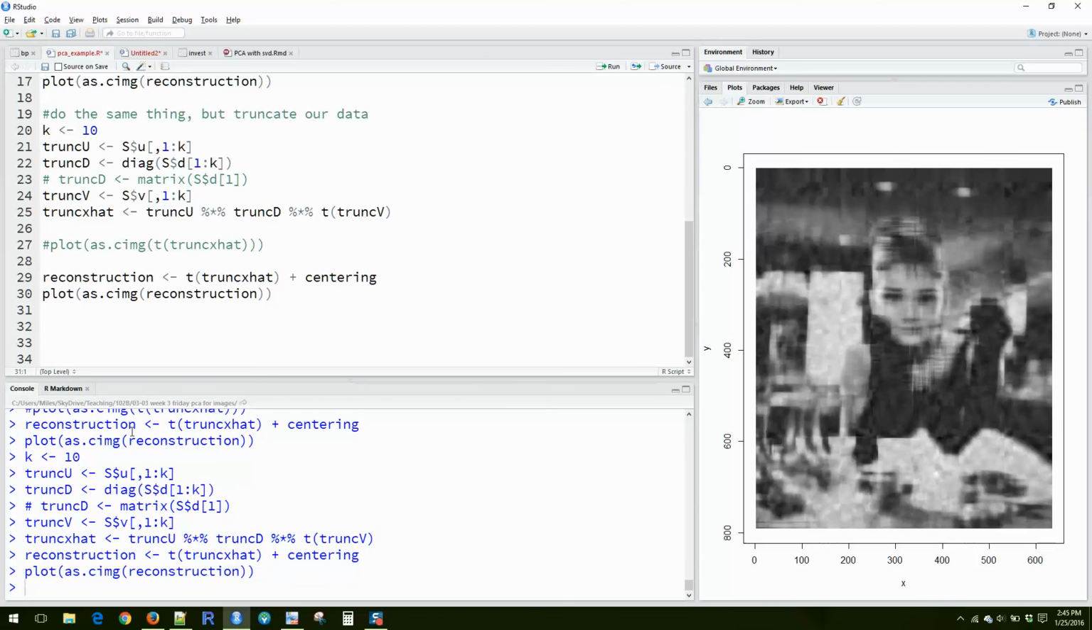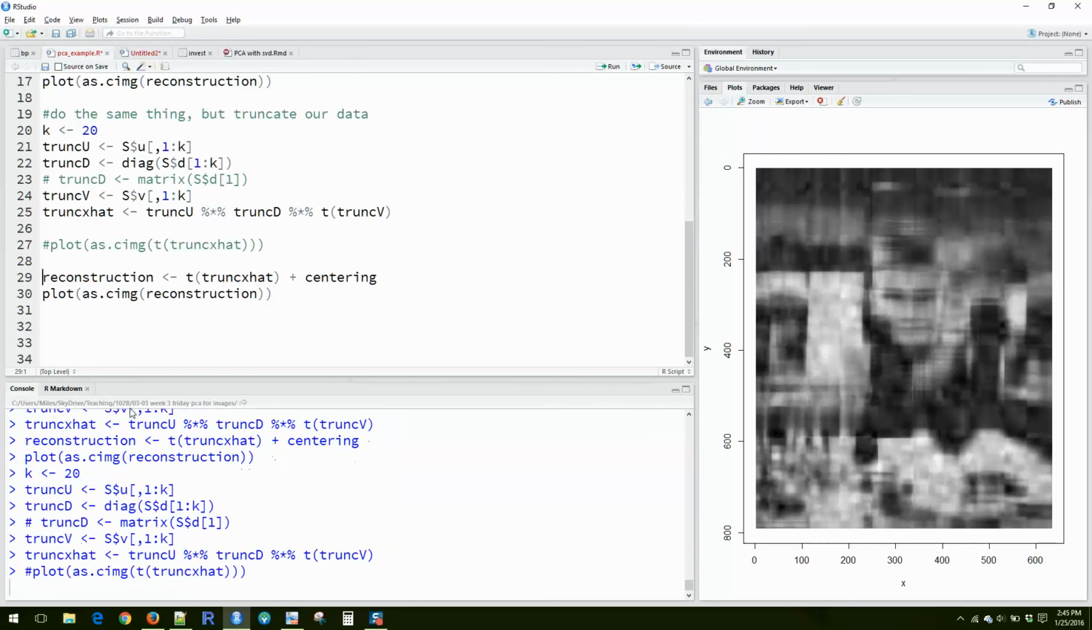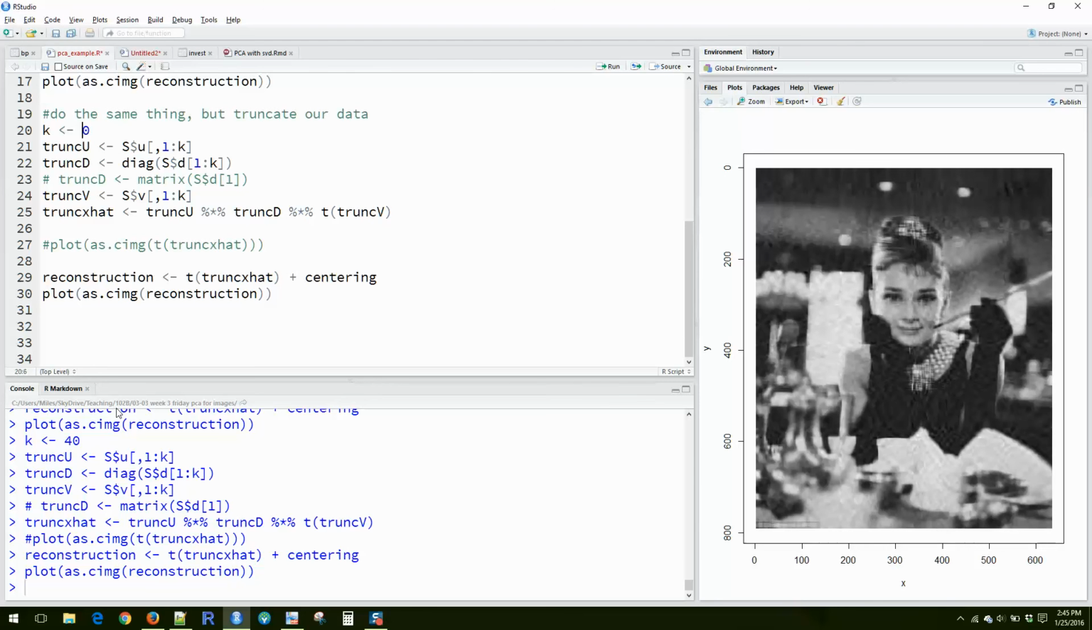With 10, I'm going to plot this. Okay, so yeah, that's with 10 principal components. With 20, it looks like this. Okay, we'll jump up to 40. Okay, and that looks pretty good. We can go up to 80.